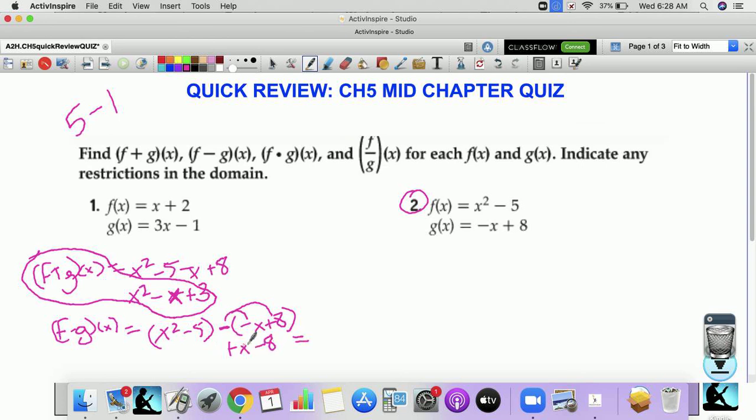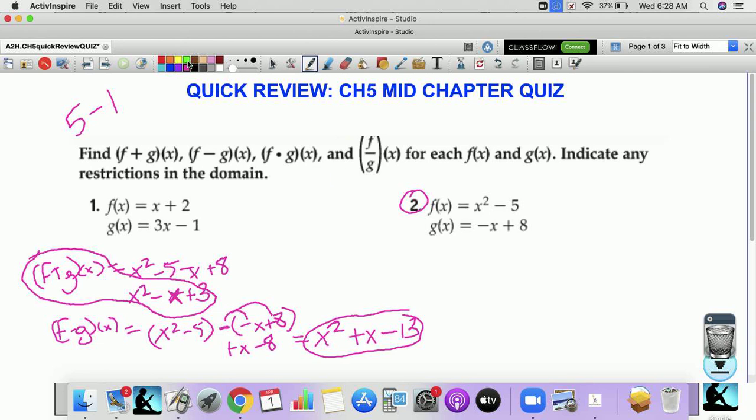So I end up with x squared, because there's no other squared term, plus x, and then negative 5 and negative 8 together, because now they're the same sign, is going to be a negative 13. And I'm done. I do need to add my label in front. f minus g of x equals x squared plus x minus 13.